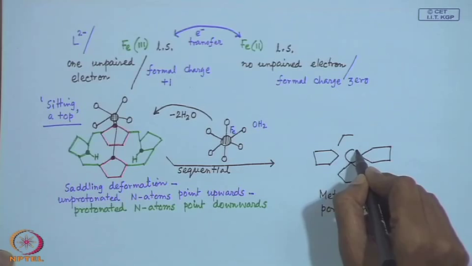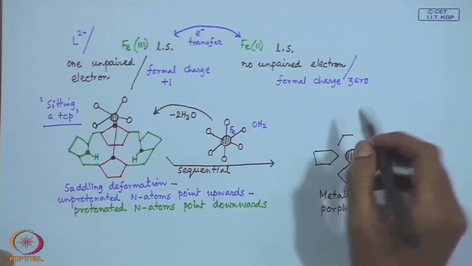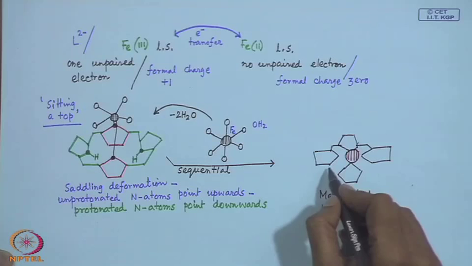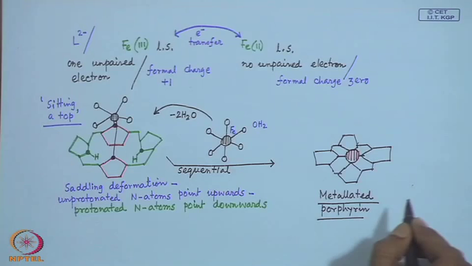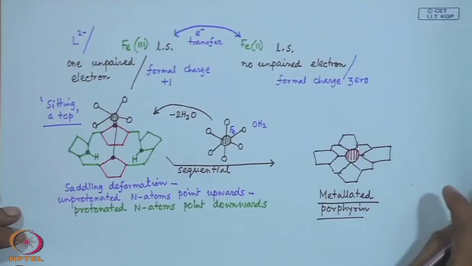So, now the porphyrin is sitting comfortably within the cavity of the pyrrole ring. So, within the ring we get the corresponding metallated porphyrin. So, this is the way how these molecules are forming the corresponding complex with iron, with nickel, with cobalt, and this will give rise to your cytochrome molecule at the same time.